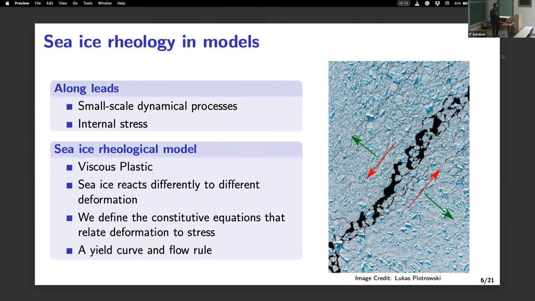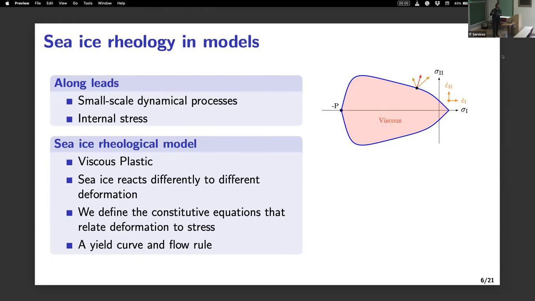Along these we have small scale dynamical processes. We have ice floes interacting. So what we want to model is the internal stress. So we use a sea ice rheological model, and in the case I'm going to talk about, it's always a viscous plastic rheological model. Basically, the idea is that sea ice has a different stress for different deformation patterns. So if we deform in shear or in divergence or convergence. So what we do is we define the constitutive equation that relates the deformation, the strain rate, to the stress. And for this, we need a yield curve and a flow rule. As Mathieu introduced, the yield curve is where we deform plastically. Inside, we deform in a viscous manner.